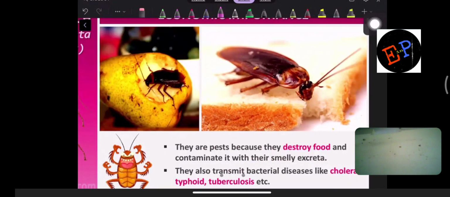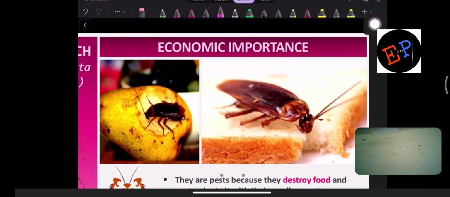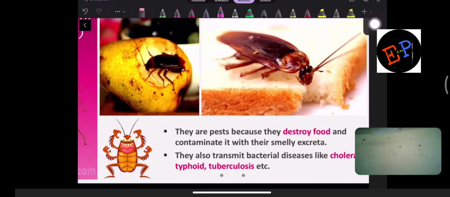That's it. So they are pests. Which topic are we studying? We are studying economic importance. They are pests because they destroy food and contaminate it with their smelly excreta. Once cockroaches roam on the food material, it becomes very smelly because of the release of this excreta. They also transmit bacterial diseases like cholera, typhoid, as well as tuberculosis.